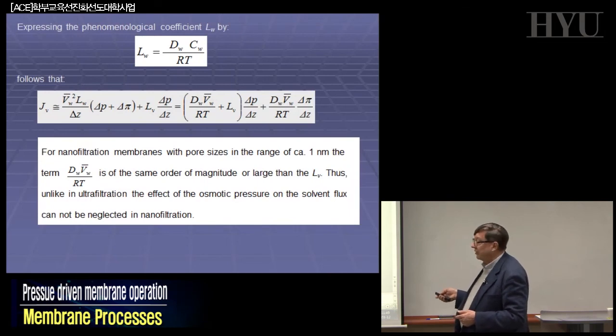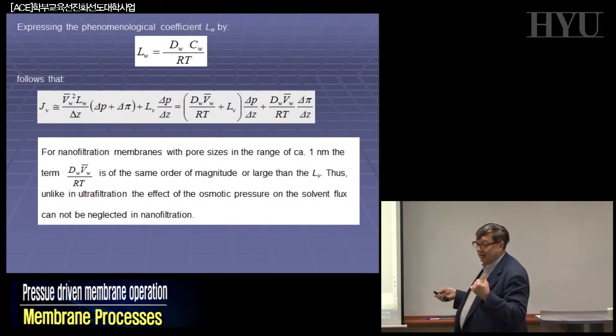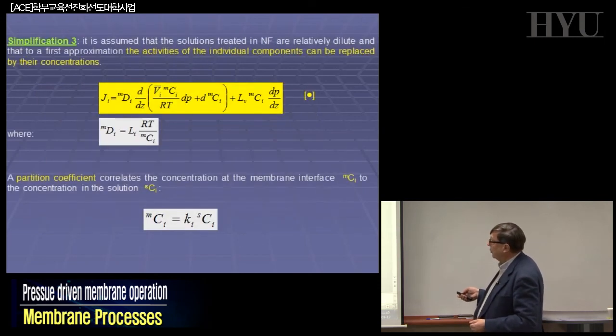So we have to consider the osmotic phenomena related to the presence of high concentration in the system. This term cannot be neglected as we did in ultrafiltration, so we have to take care of it. In this case, the simplification we can do is to rewrite the expression, but now we are considering the concentration of the species i in the membrane phase, because we have a difference between this concentration in the membrane and in the solution.